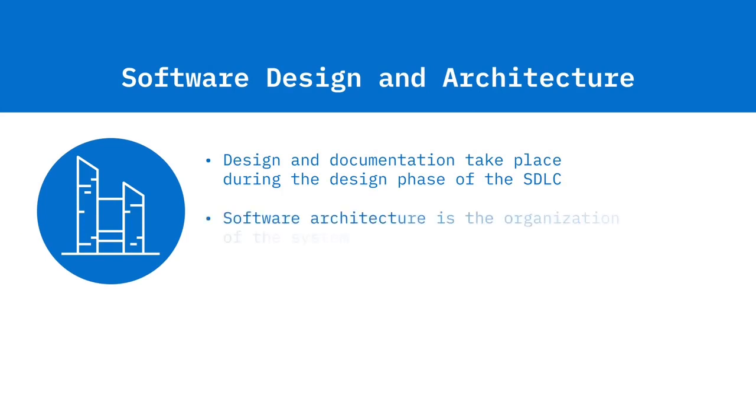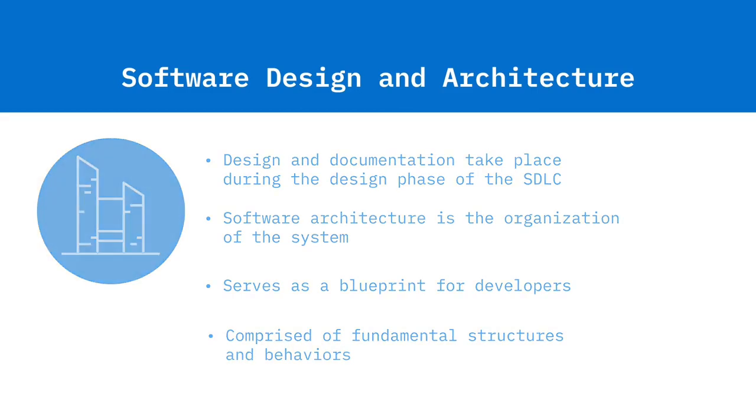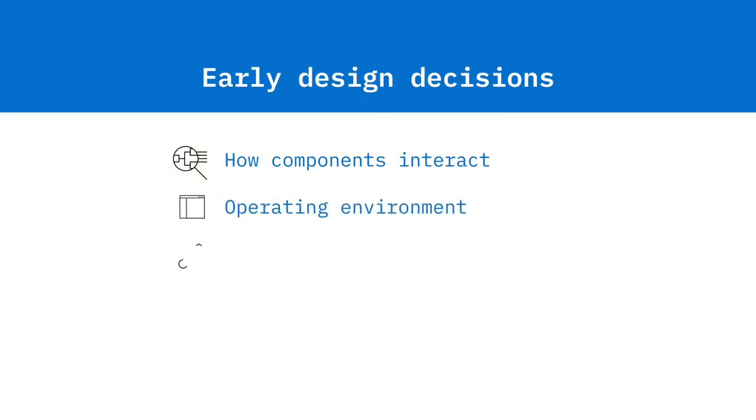Software architecture, simply put, is the organization of the system. Software architecture serves as a blueprint for the software system that the programmers use to develop the interacting components of the software. The architecture comprises the fundamental structures of a software system and explains the behavior of that system. The architecture defines how components should interact with each other, the operating environment, and the principles used to design the software.